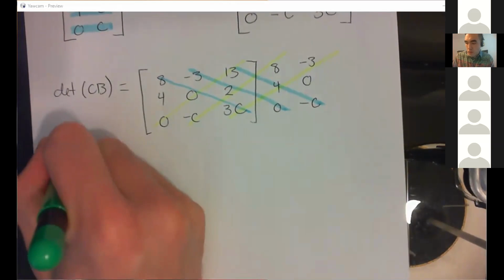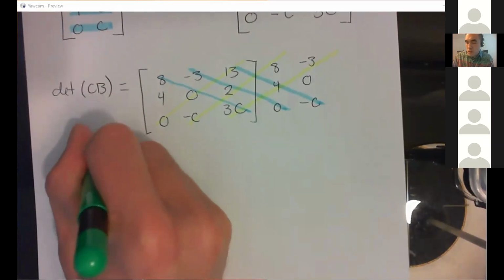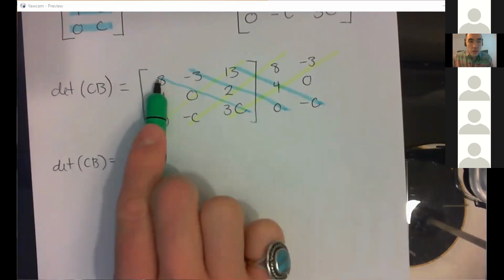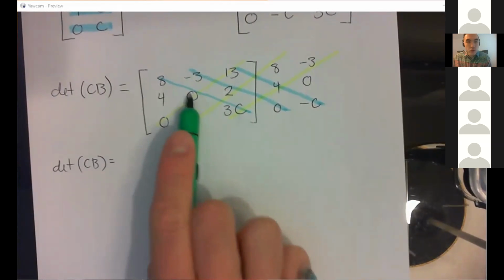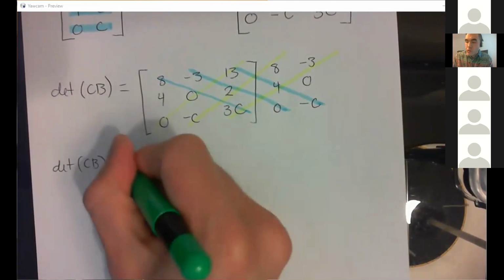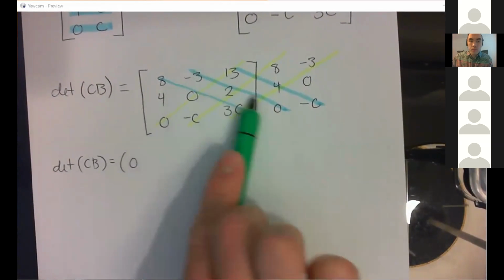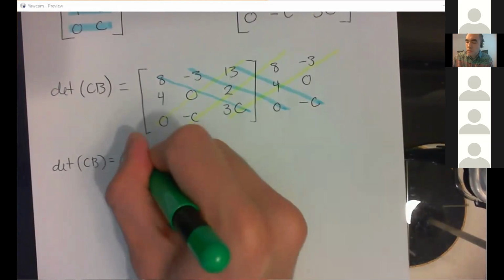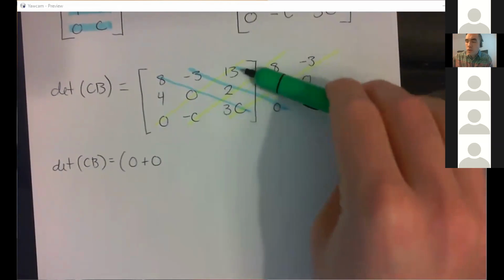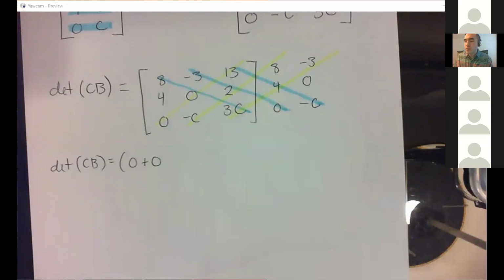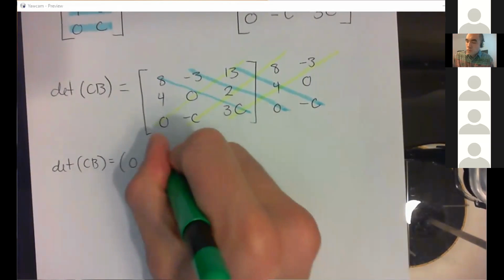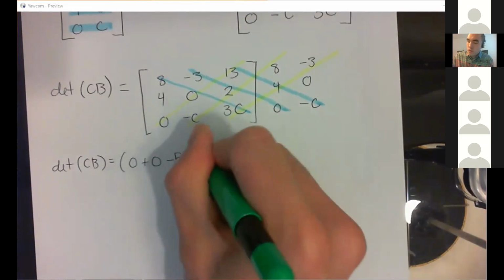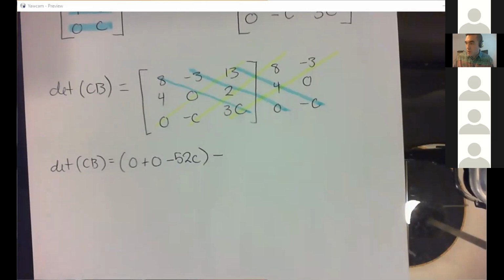And so the determinant of the product CB is going to be equal to this first diagonal, which has a 0 in it, and 0 times anything is 0. So that first one is 0. Second one, also 0, right? If there's a 0 in the diagonal, the whole thing zeroes out. And then 13 times 4 times -c, so that's going to be 40 plus 12 for 52. Yeah, -52c. So that's our blue set.